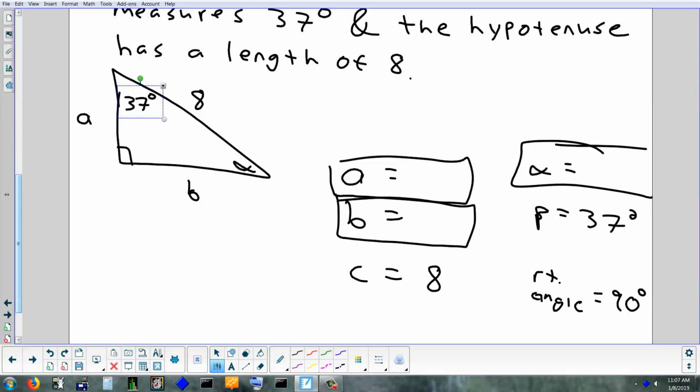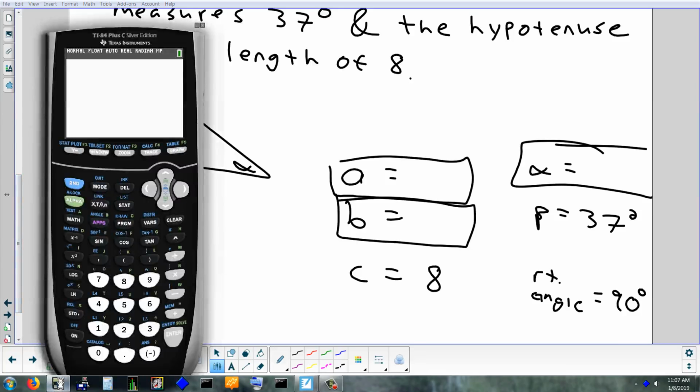And how would I get alpha? 180 minus 90 plus 37. Yeah, you could do 180 minus 90 minus 37, or you could even just do 90 minus 37. It's the same thing. So that means alpha has to be 53 degrees. Questions on how we got alpha?